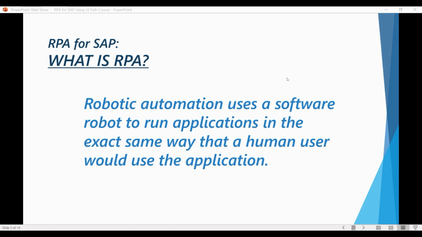But just to make sure we are all on the same page, here's a common definition of what is meant by robotic process automation. Robotic automation uses a software robot to run application software in the exact same way that a human user would use the application. In other words, robotic automation means that software is running another application by using the same user interface that was designed for human users. So the word robot is a little misleading, as a software robot really is just a specific type of software.